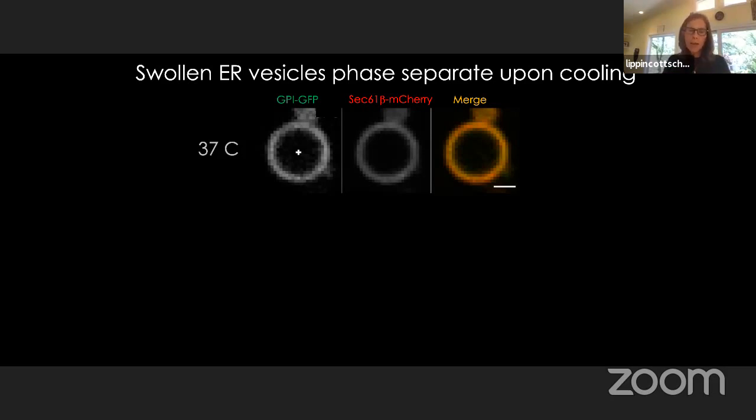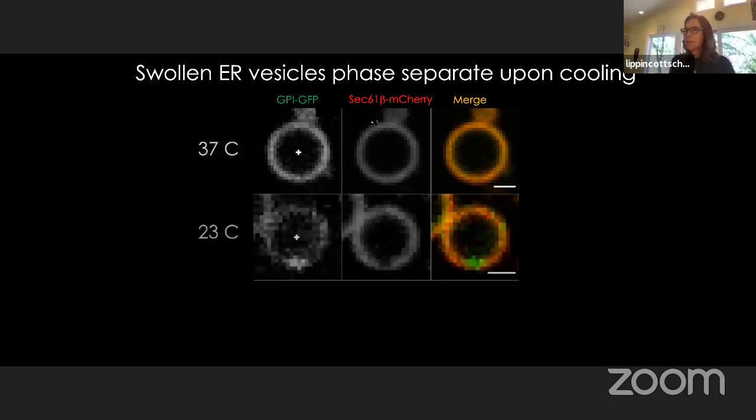And in order to address that, we use the classic approach used in plasma membrane-derived vesicles to drive phase separation, and that is to reduce the temperature. So what you're looking at here is swollen ER vesicles in an intact cell where we've expressed a GPI-anchored protein, which we know will prefer a liquid order-like environment in the membrane that it's in. Sec61, which we know is probably not going to prefer being in a liquid ordered environment. And here the two merged.